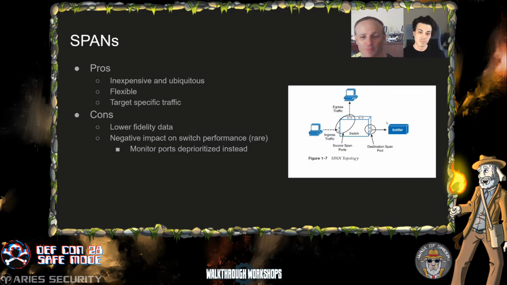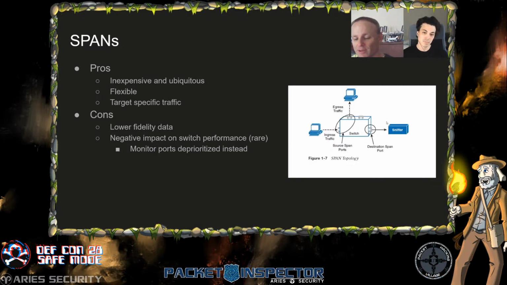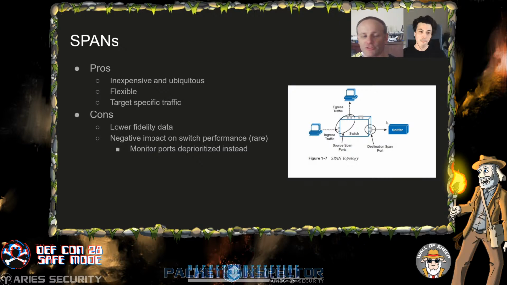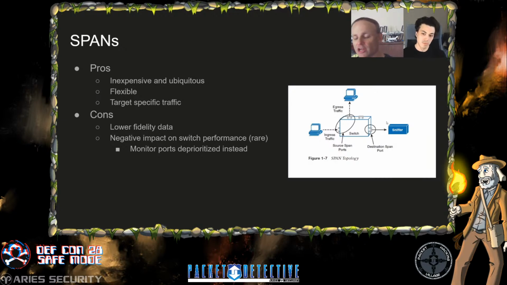Now, why are spans so great? Because guess what? You've already got them. The vast majority of managed switches support at least some type of span port mirroring technology. So they are indeed inexpensive and ubiquitous. It's extremely flexible too. When you think about a tap, you're tapping a link. With spans, the basic idea is you're spanning a port, but there are a lot of more advanced configurations around VLANs and filtering and other things along those lines, and you can target traffic very specifically with a span.